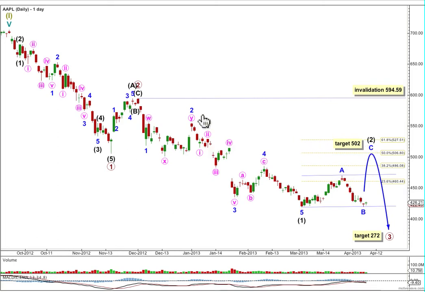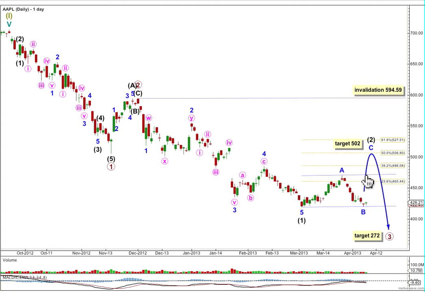Intermediate wave 2 may not move beyond the start of 1 above 594.59. I've redrawn this channel. We should draw this around the zigzag for intermediate 2 from the start of A to the end of B, with a parallel copy on the high of A. As price gets towards the upper edge of this channel, expect it to find some resistance.